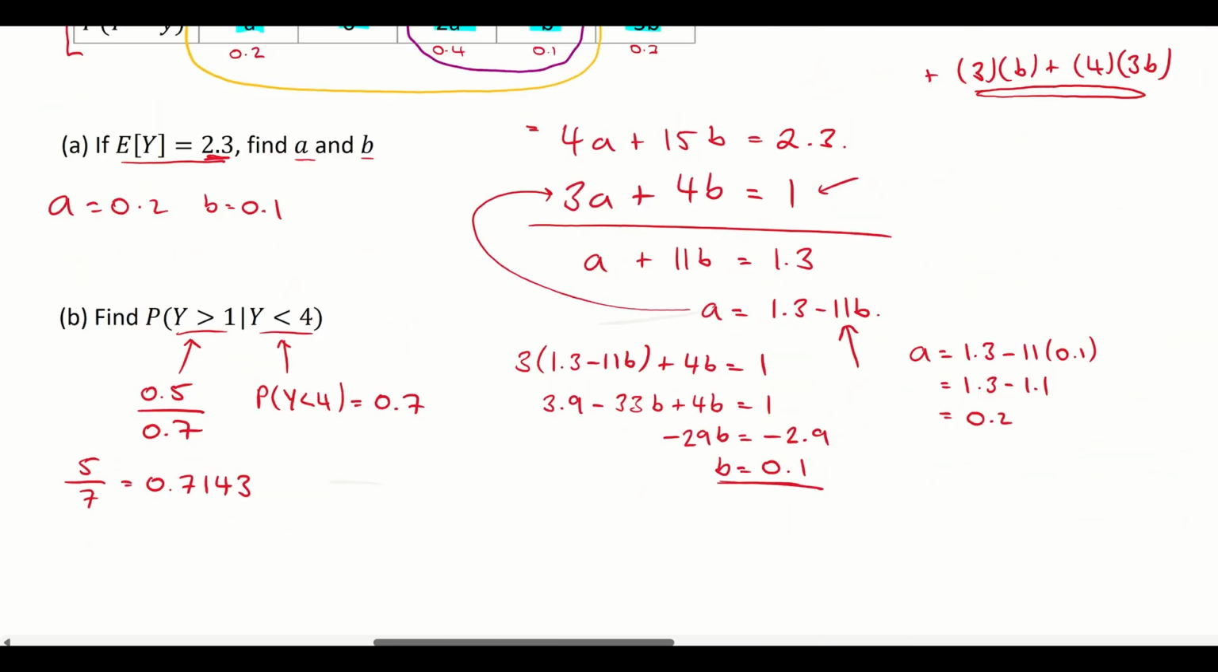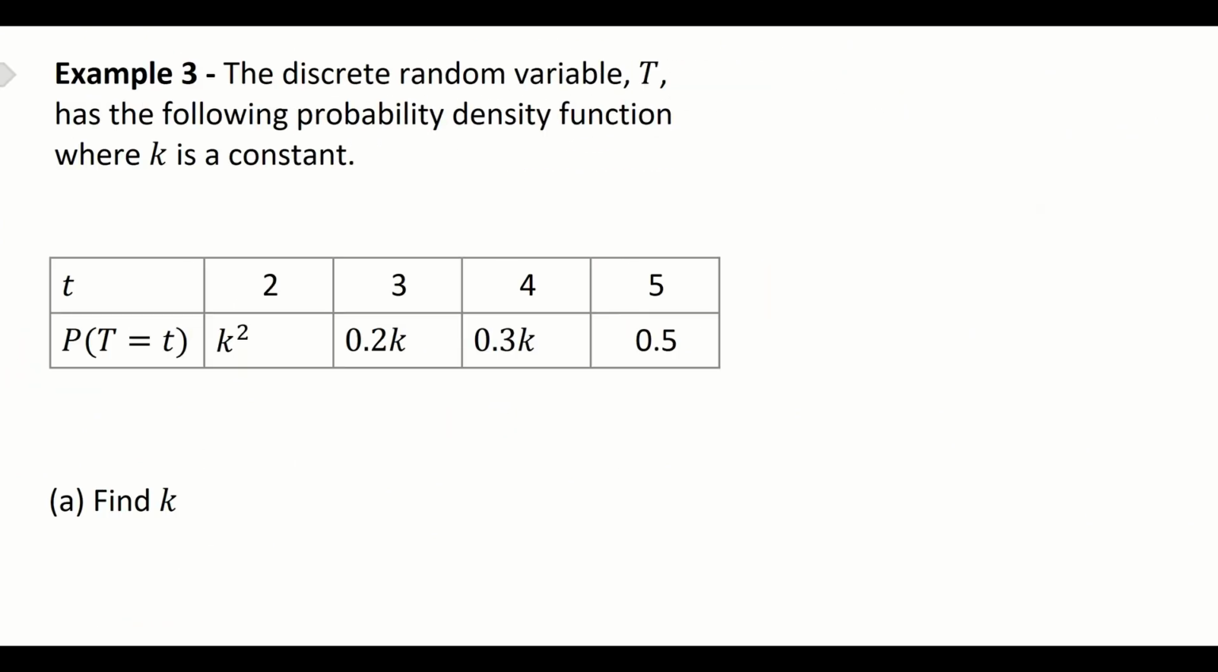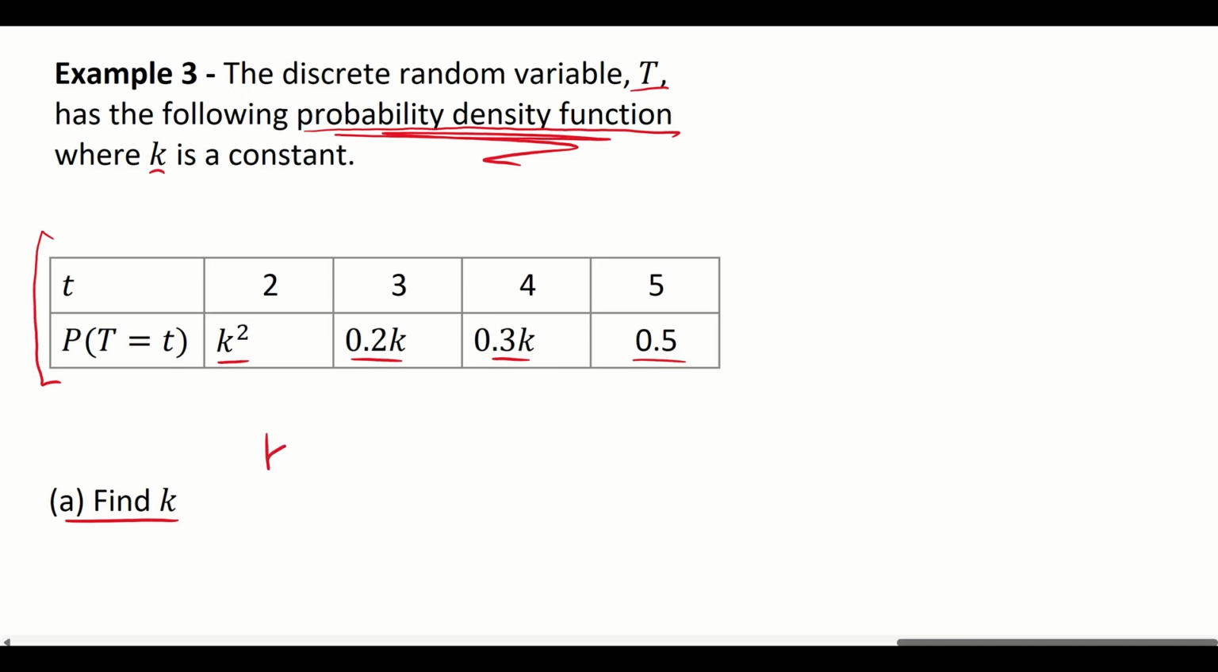If we look at a third and final example, so the discrete random variable t, so I've just changed the lettering again here, has the following probability density function. So that's this distribution table down here where k is just a constant, and we need to try and find out what k is. So if we were to add all of these probabilities up, because it is a probability density function, it would have to be equal to 1.